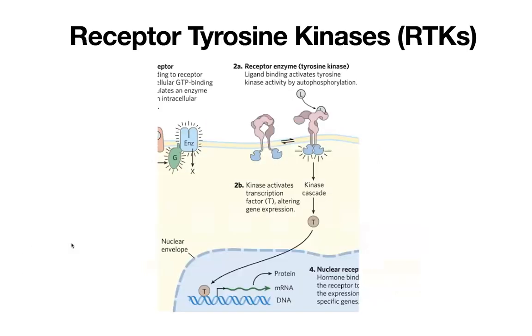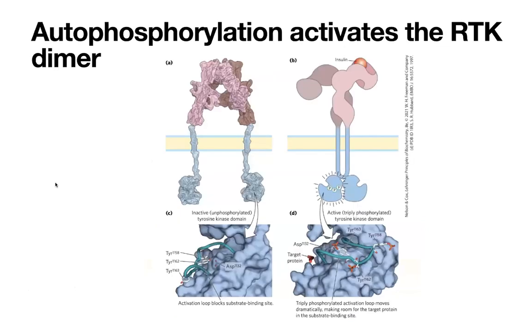Once you have the activation of one of these, basically they autophosphorylate one another, then they start phosphorylating other proteins, leading to a kinase signaling cascade. How do you actually activate these? Basically what happens is, in the case of the insulin receptor, you have this dimer. So remember, it's this constitutive dimer, but it's going to have inactive kinase domains.